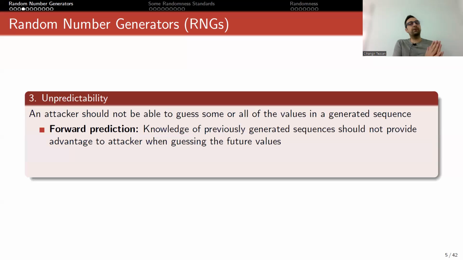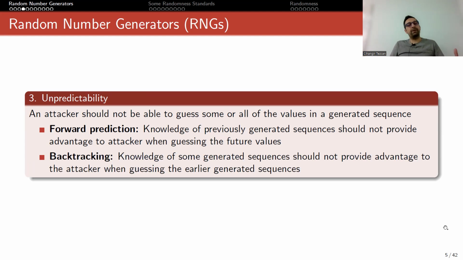Because if they somehow capture your past secret keys, and if there isn't such a property in the random number generator, they shouldn't be able to guess your future values. For instance, if this random number generator works on seeds, so if you get the seed, then you don't get the forward prediction, right? They can also regenerate everything that you are going to produce. The second thing is backtracking. Knowledge of some generated sequences should not provide advantage to the attacker when guessing the earlier generated sequences.